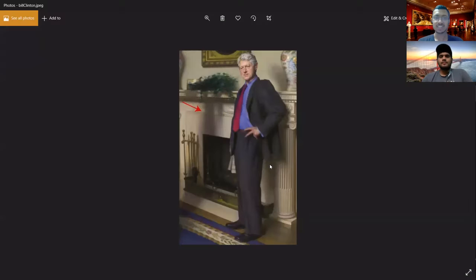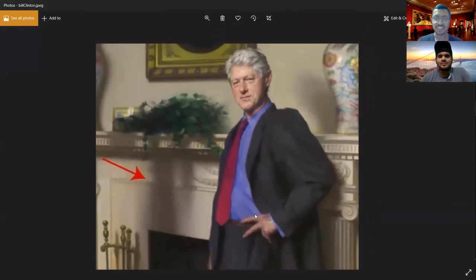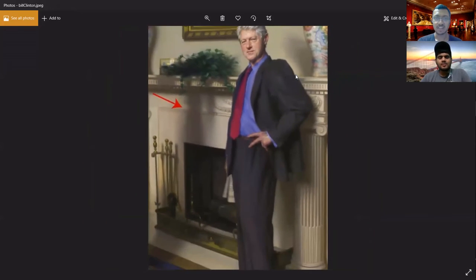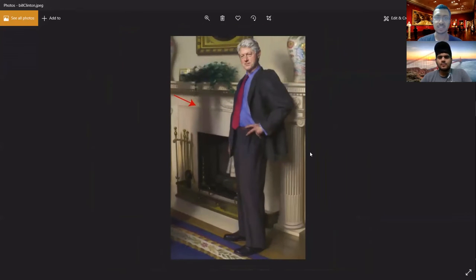So this painting is not quite famous, but it's very interesting. It kind of ruined the surprise, but that's fine. This is actually a painting, even though it looks like a photo. So this is Bill Clinton, and he hired a painter to paint him at the Oval Office, and this is quite a recent one.